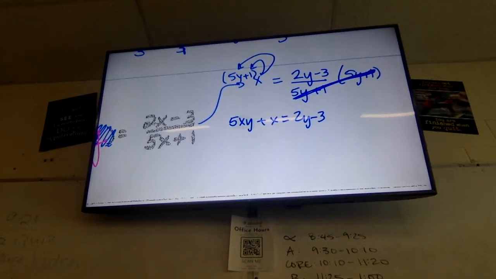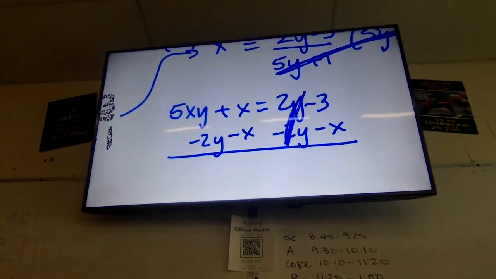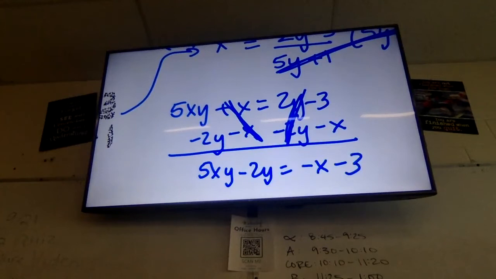Okay, now I need us to get everything that has a y on one side of the equation and everything that does not have a y on the other side of the equation. So I'm going to minus my 2y from both sides. And I'm going to minus x from both sides. So that gets all my y's on my left side, and all my not y's on my right side. So I've got 5xy minus 2y equals negative x minus 3. You feel okay about that so far?